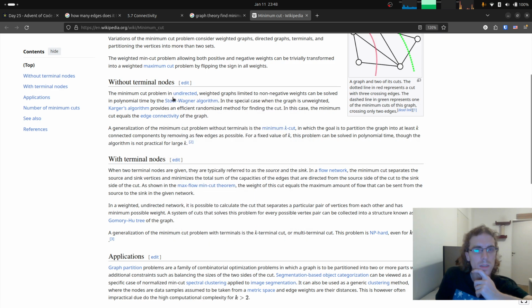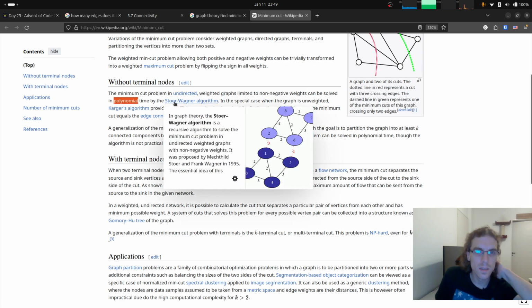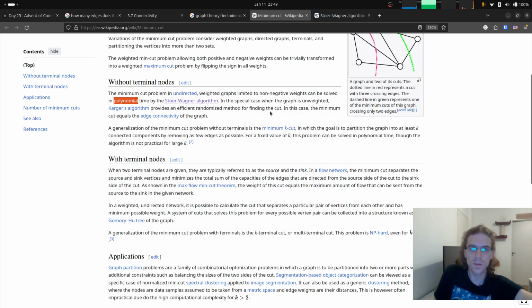Minimum cut problem is undirected, without terminal nodes, no negative weights. Yeah, this is not a weighted graph. Like, weighted means that each edge can have different weights. Oh, look at that. Can be solved in polynomial time. Yeah, using the Stoer-Wagner algorithm. Yes, give me an algorithm.